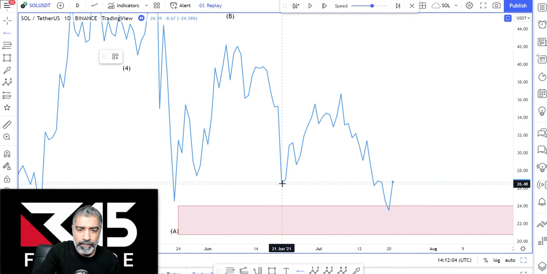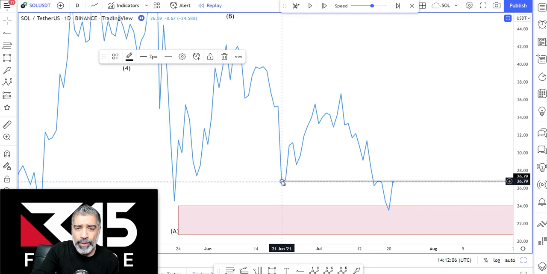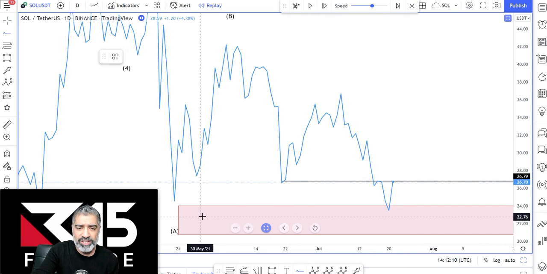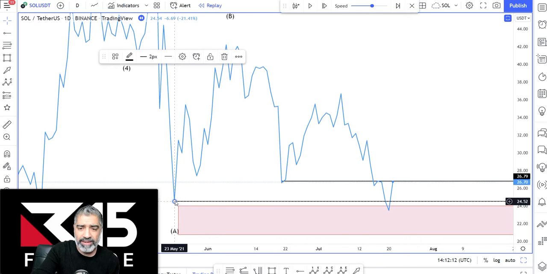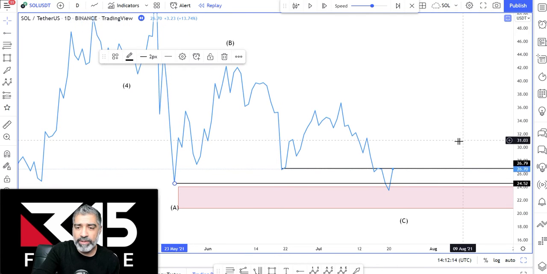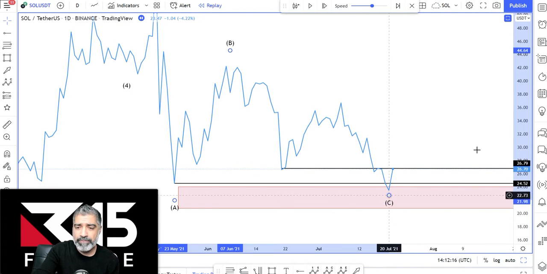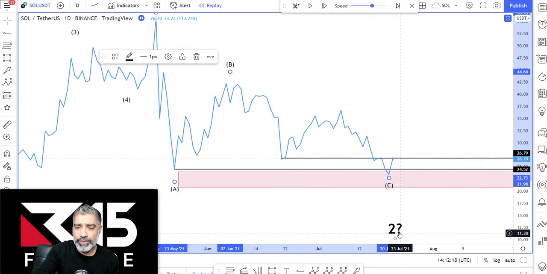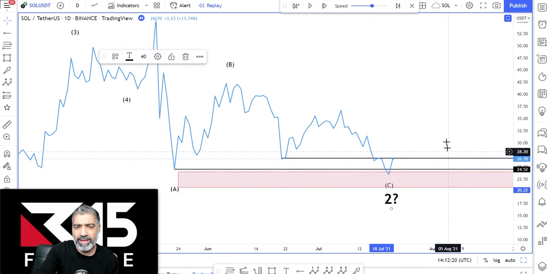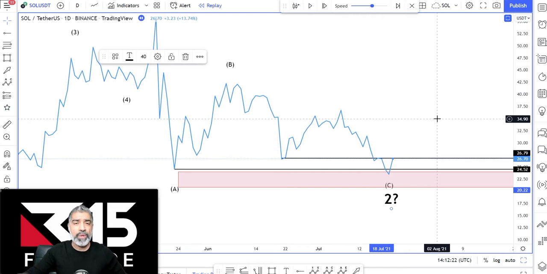Now, first of all, the price going below this point gives us a clue. And also, the price just tagging below this point gives us another clue that this is looking good to be a wave C of a wave 2. And we've got a question mark there. The reason why we have a question mark is we are only ever doing probabilities and never certainties.